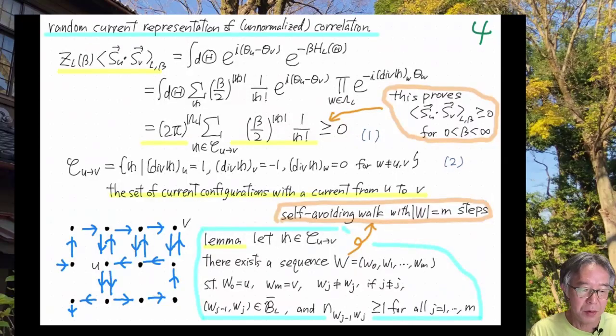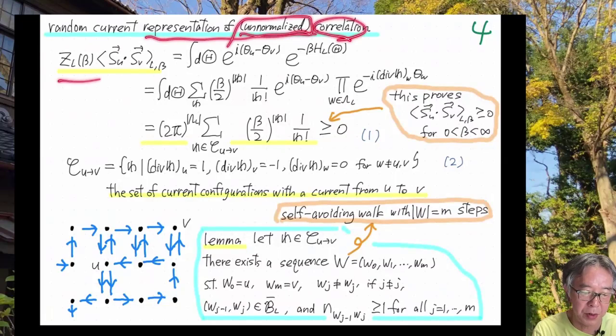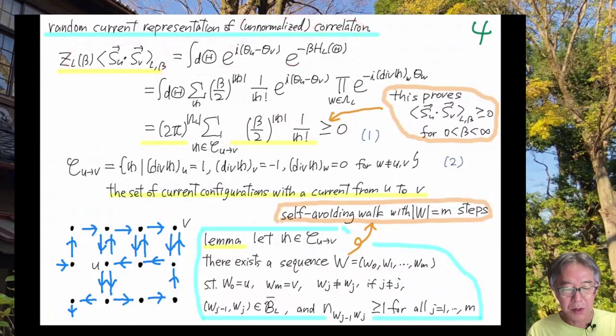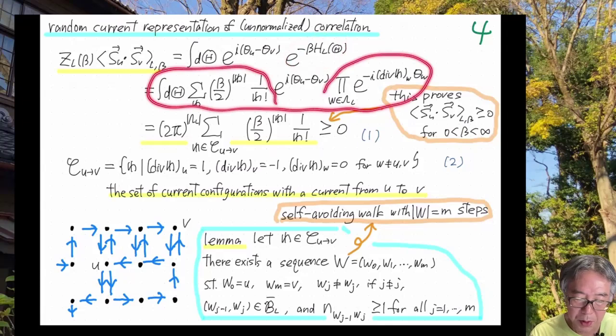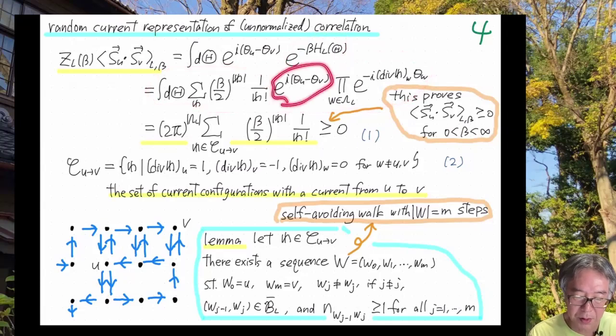Now, I look at the corresponding random current representation for the correlation, especially the unnormalized correlation, this thing. And then this is expressed like this. It's very close to what we had for the partition function, but here we have this. And I do the same thing for this part to get this expression. This is exactly the same as the partition function, but now I have an extra thing.